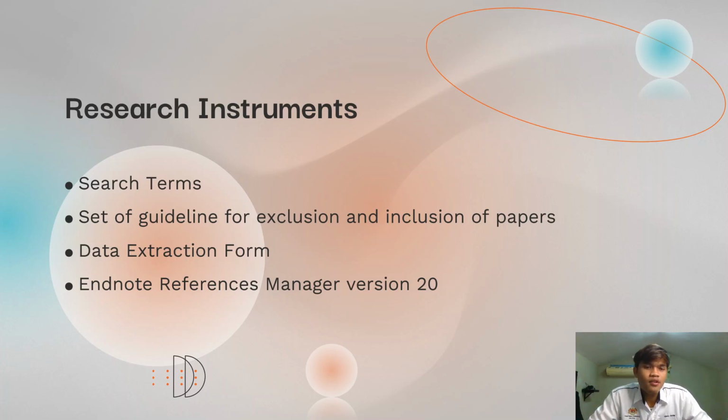And next is EndNote reference manager version 20. So we use EndNote to filter the papers. The duplicates we don't want, and papers that don't have any full text we also remove. So for that we use EndNote.